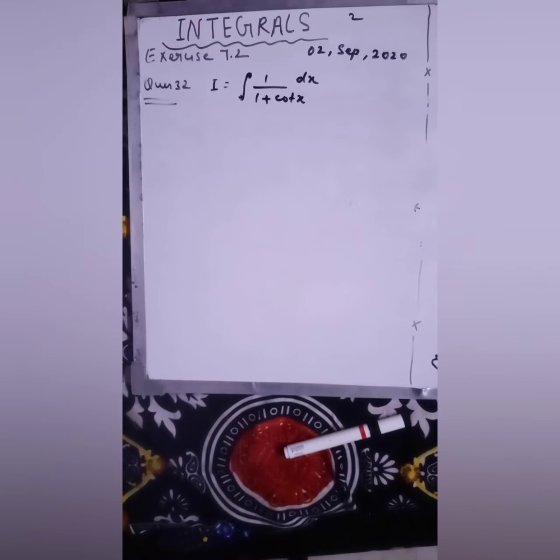Now this is your question number 32. Questions number 30 and 31 are both very simple. In the denominator part you have to assume that it is equal to t, and then you can very easily solve questions number 30 and 31. So 32 I'm solving here.